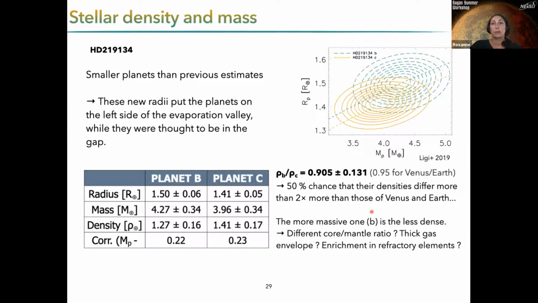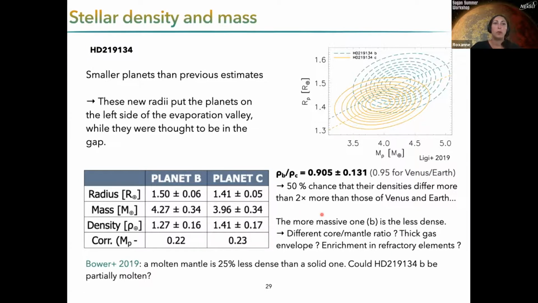It could come from a different core and mantle ratio. One could have a gas envelope, or there could be an enrichment in refractory elements. But actually, we saw that a molten mantle is 25% less dense than a solid one. And that's the hypothesis that we dug into, because the chances that the mantle was molten was higher than the other possibilities. But where does this molten mantle come from? That's what we tried to investigate.